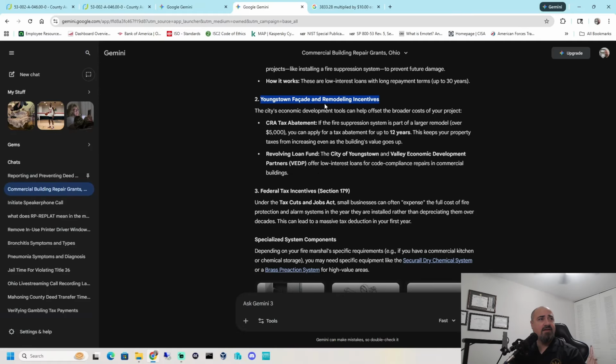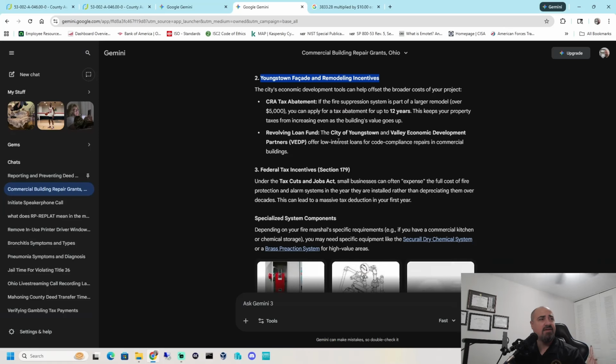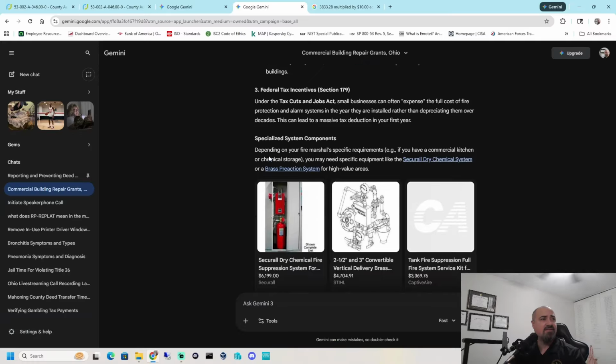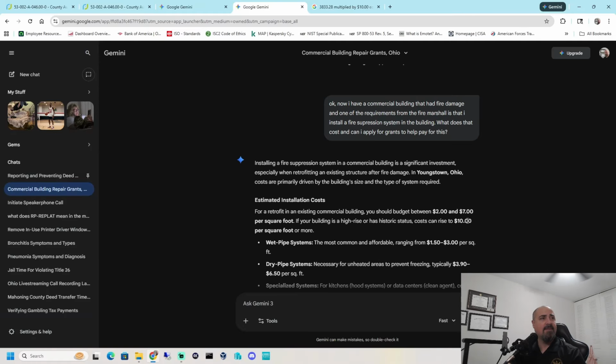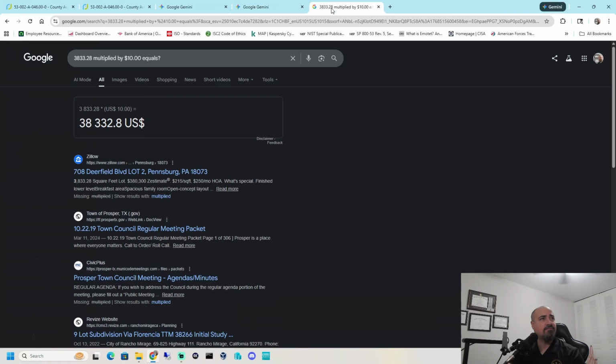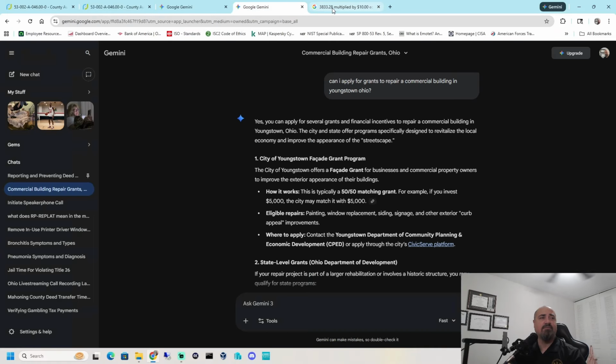Youngstown facade remodeling incentives, but again, that's just beautification projects on the outside. This is not talking about internal structural damage. And then the federal tax incentives, and then you've got specialized subsystem components that you have to purchase. Depending on commercial specific requirements, if you have a commercial kitchen or chemical storage, you may need specific equipment. All right. So you're looking at 40,000 roughly. Okay. And then there's the buying of the equipment and stuff, and then the liquor license.